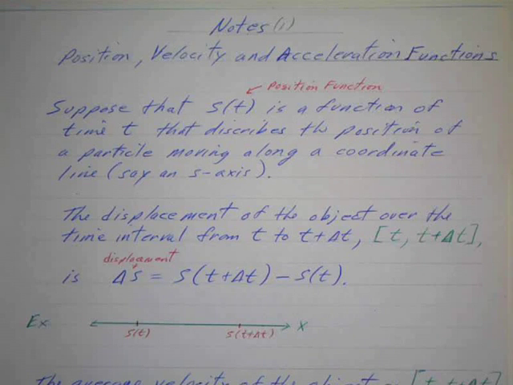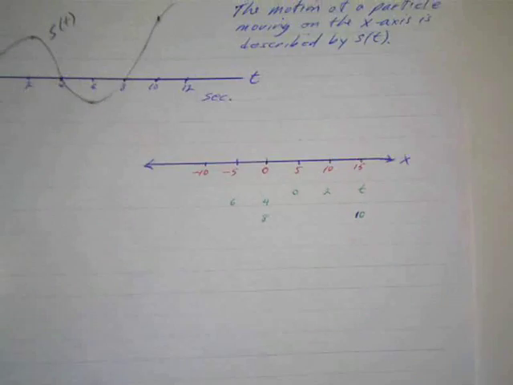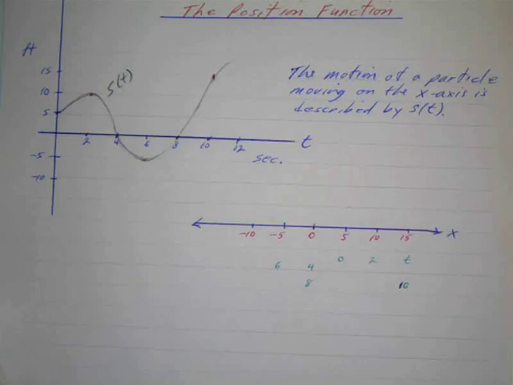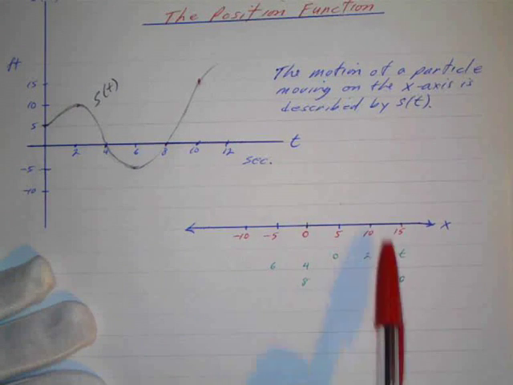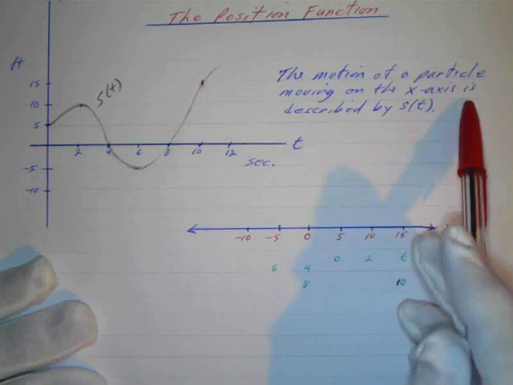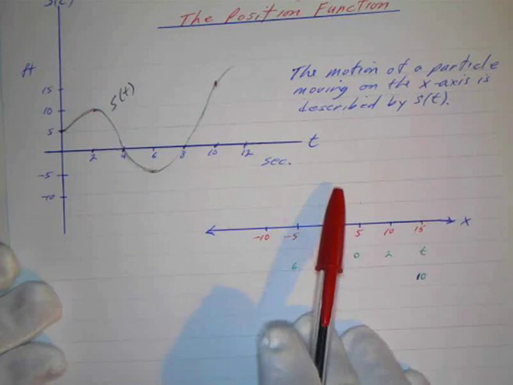Suppose that s of t is a function of time that describes the position of a particle moving along a coordinate axis, say an s-axis. I drew an example over here so you can see. This is a function, and in this case, the motion of a particle moving back and forth along the x-axis is described by s of t. So s is the position.